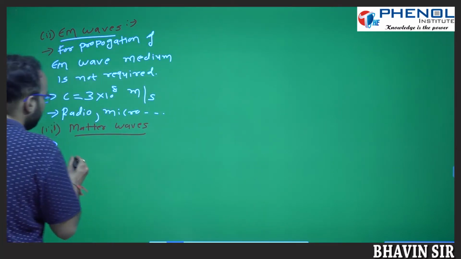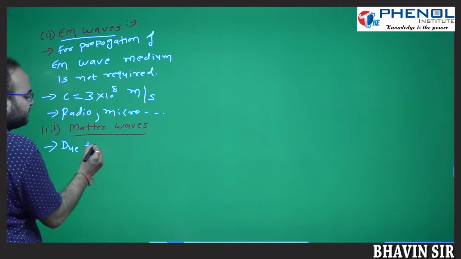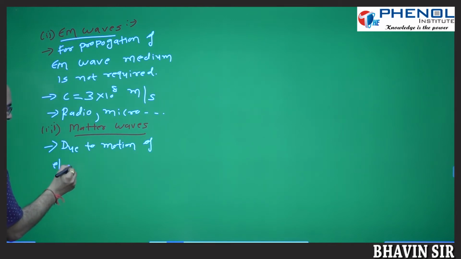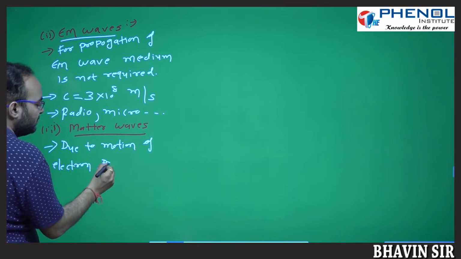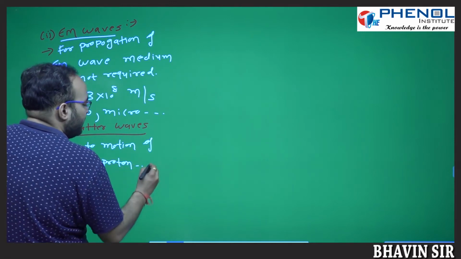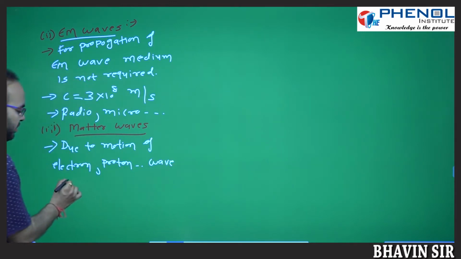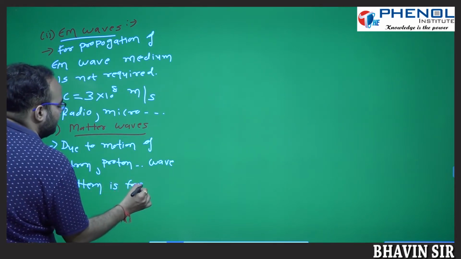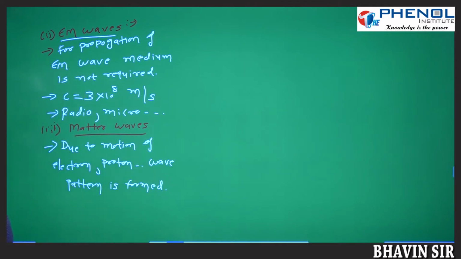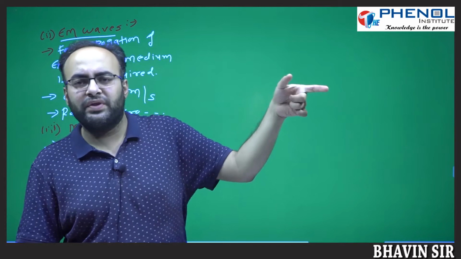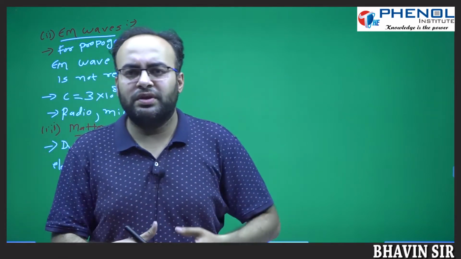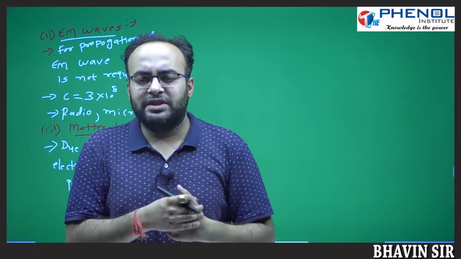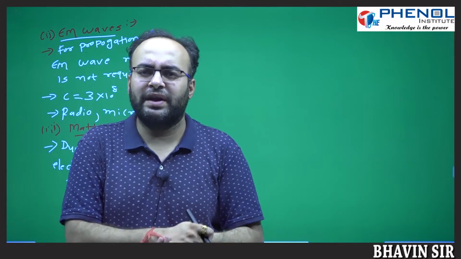Due to the motion of electron, proton, a wave pattern is formed, and this is known as matter waves, and the wavelength is known as de Broglie wavelength. That we also study in the 11th chapter. We have already done dual nature of radiation and matter.